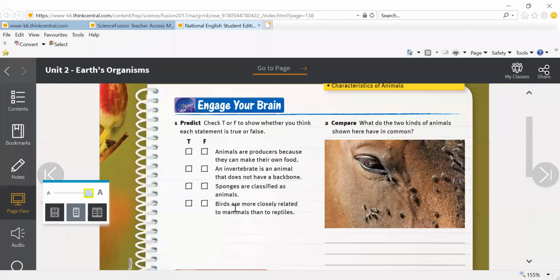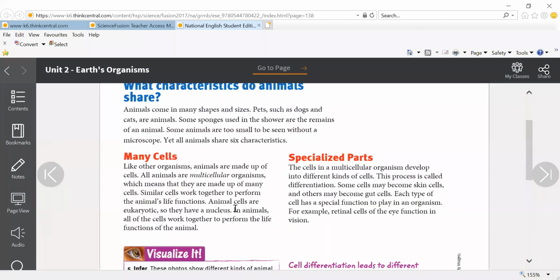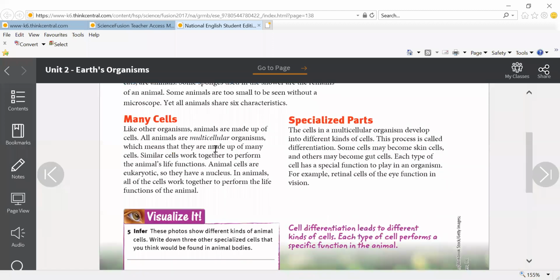But especially, all animals have 6 characteristics. Important, again, they have 6 characteristics. Okay? They are multicellular. You know that? Their cells work together. They are eukaryotic. If they are multicellular, they're eukaryotic, so they have a nucleus. The cells work together to perform functions.